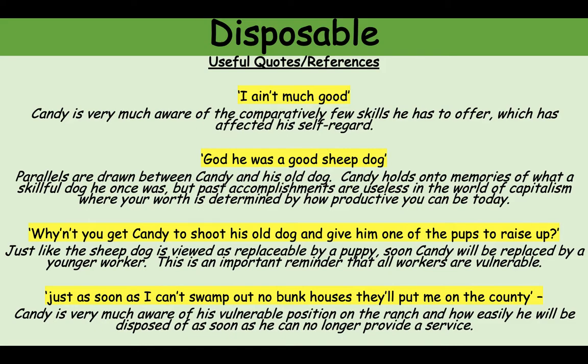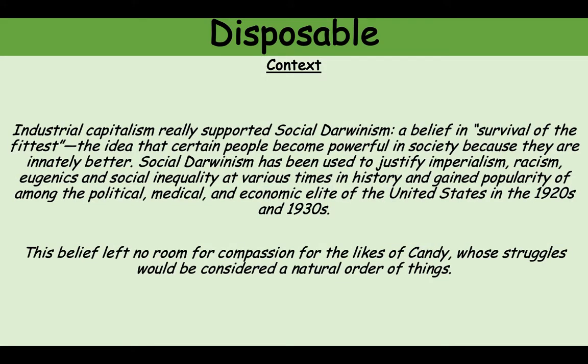And we see that in the next quote, where he says, "Just as soon as I can't swamp out no bunkhouses, they'll put me on the county." Here he's talking to Lenny and George, as they're talking about the dream of owning a ranch. So he's very much aware of his vulnerable position on the ranch and how easily he will be disposed of as soon as he can no longer provide a service. So it's a really cutthroat society.